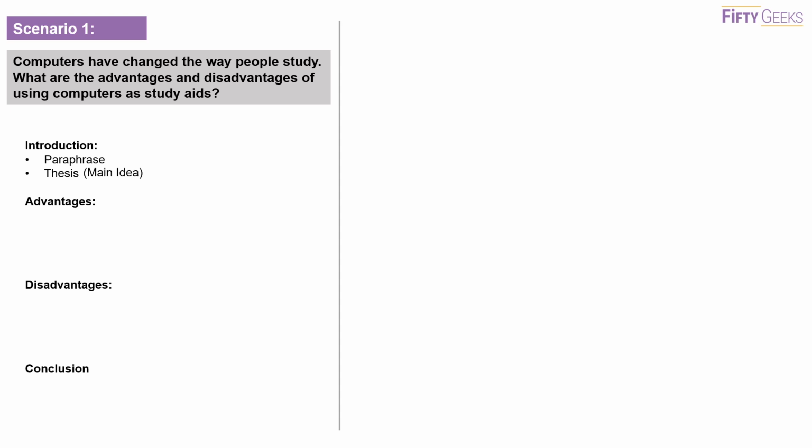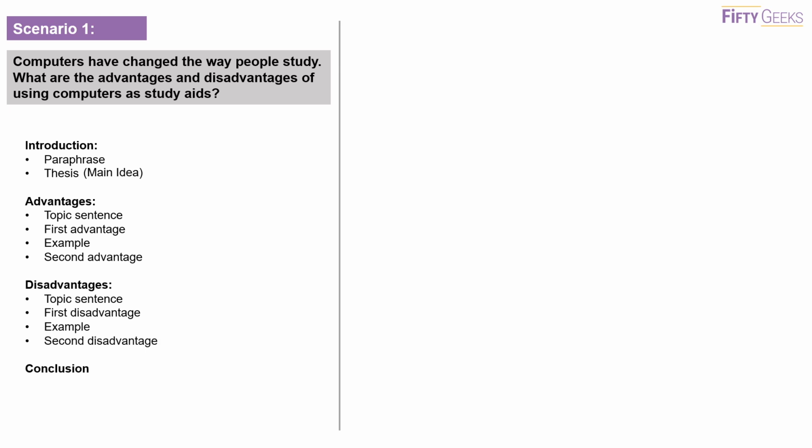thesis statement. Now, in the advantages paragraph, we will write the topic sentence, 2 advantages, and supporting example. In the same way, we will write a disadvantages paragraph with the topic sentence, 2 disadvantages related to topic, and 1 supporting example. And in the conclusion paragraph, we will summarize our main points that we will write in the essay.